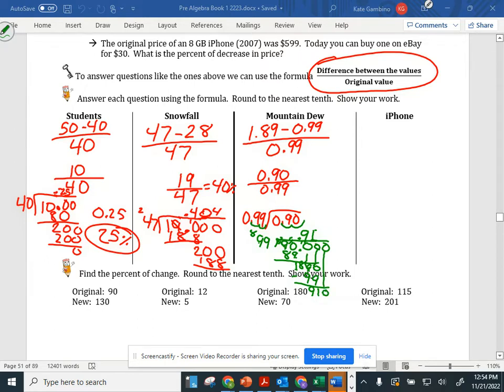How many times does 99 go into 910? So we know 9 times would give us 891. We got 19 left over. So what are we going to put our percentage as? If we have 0.919, what's our percentage, James? 92%. That makes sense?